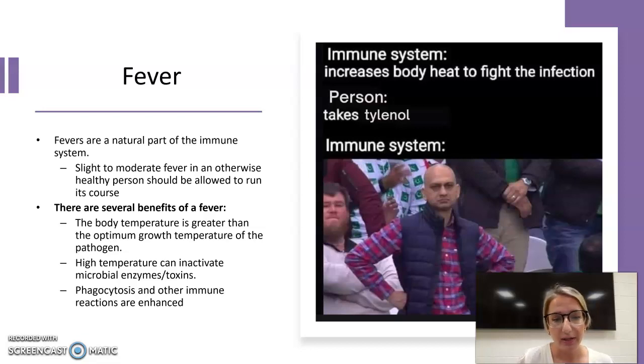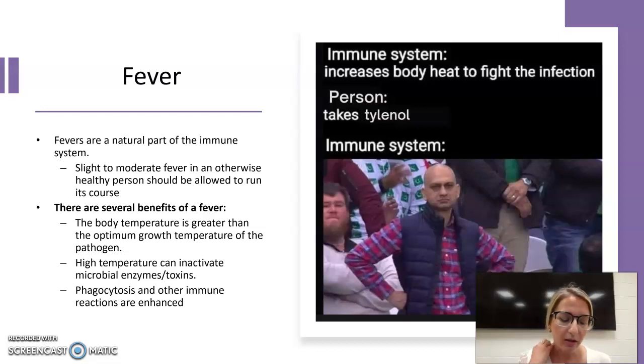Another thing is high temperature can deactivate microbial enzymes and toxins. So all those toxins that we talked about in a previous lesson, like the hemolysins that destroy red blood cells, the leukocidins, the neurotoxins, the enterotoxins, typically those are going to be deactivated in situations where there's an increase in temperature. They work their best at 98.6, but at higher temperatures, those toxins are going to be deactivated, and as we know, those toxins can wreak havoc on our body.